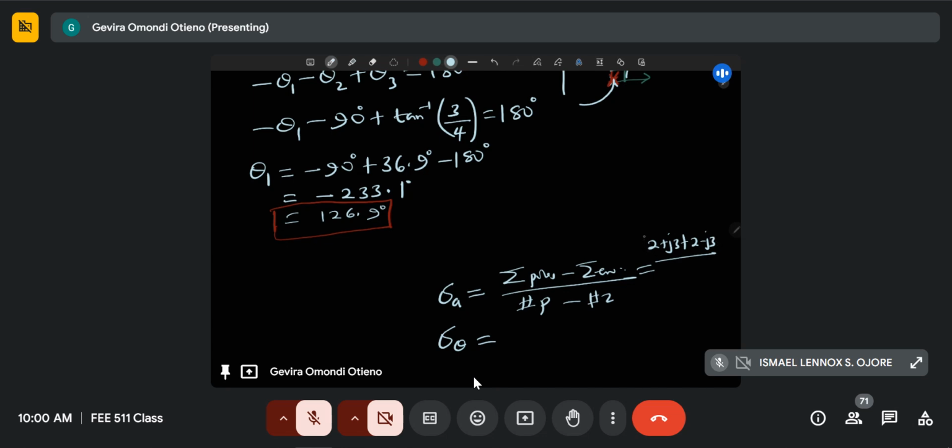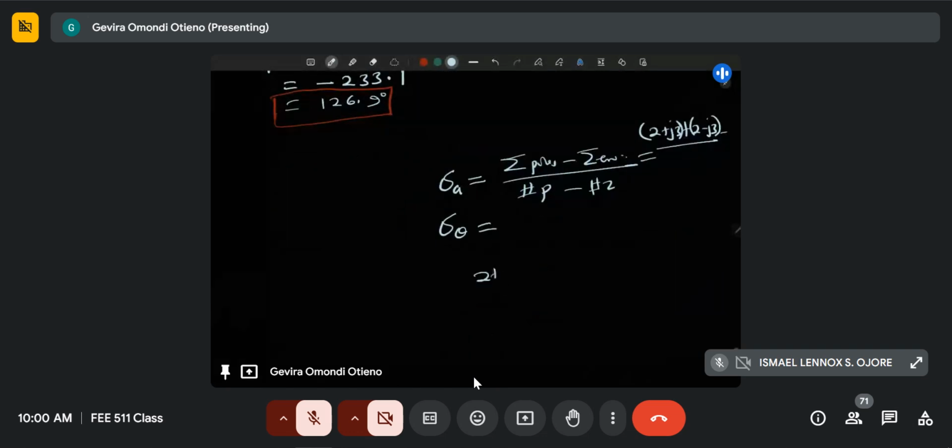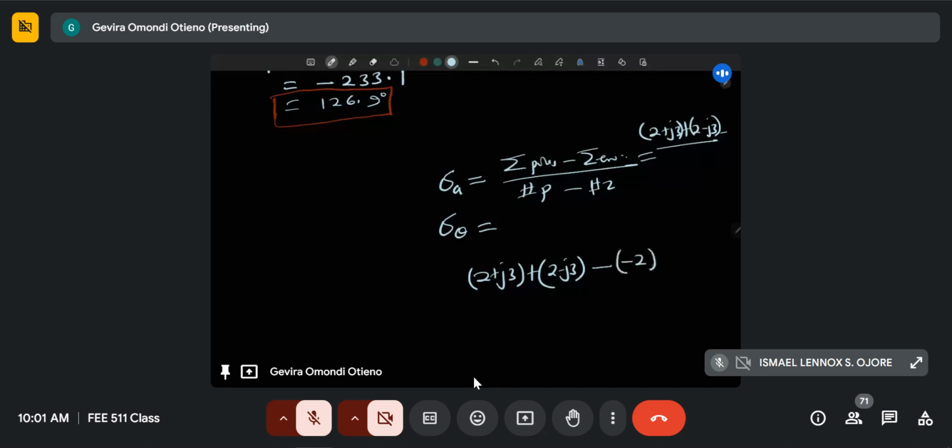We have 2 plus j3 as one pole. The other pole was at 2 minus j3. The zero was at... let me do this properly here. We have 2 plus j3, that was the first pole, plus 2 minus j3, that's the other pole, minus the zero. The zero is at minus 2.